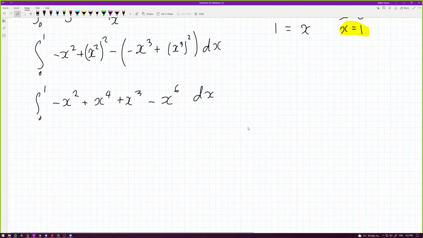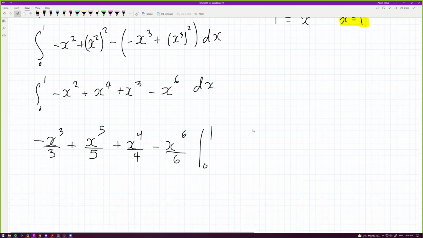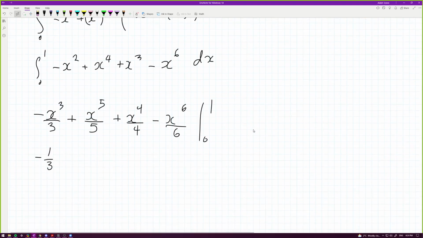And then from here, it's just a polynomial, right? So we just say, well, it's all different powers, so there are no like terms to collect. So it's going to be -x squared over 2, x cubed over 3, plus x to the 5 over 5, plus x to the 4 over 4, minus x to the 6 over 6, evaluated from 0 to 1. So it's negative 1/3 plus 1/5 plus 1/4 minus 1/6.